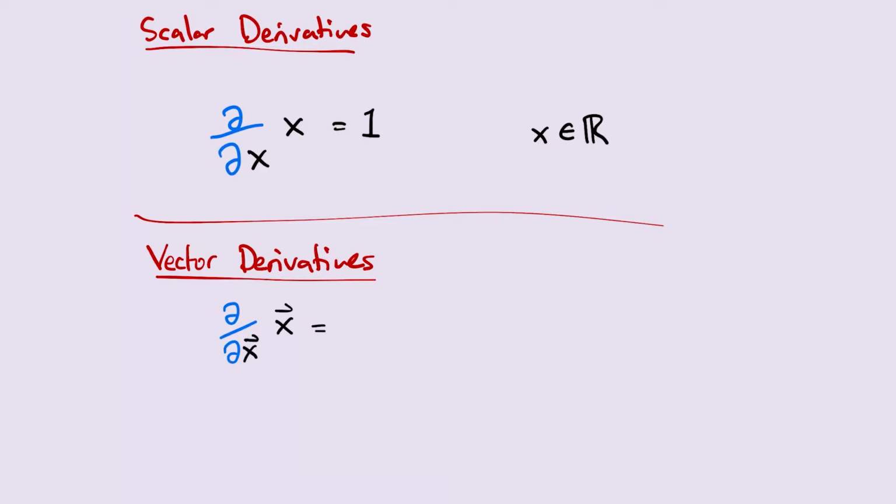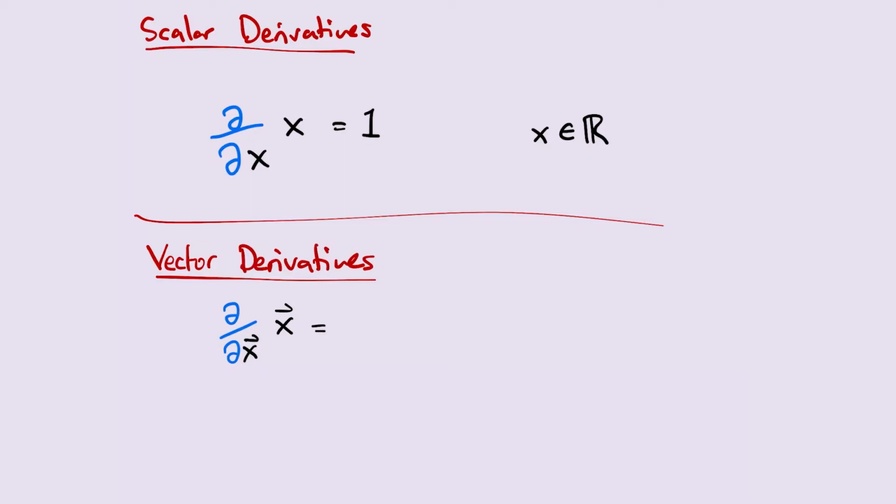At the top you can see that I've written the derivative of x, and that's in the scalar field. You can see to the right I've written x is in the real field. That's what that little icon means. And we've decided that the derivative of x is 1.